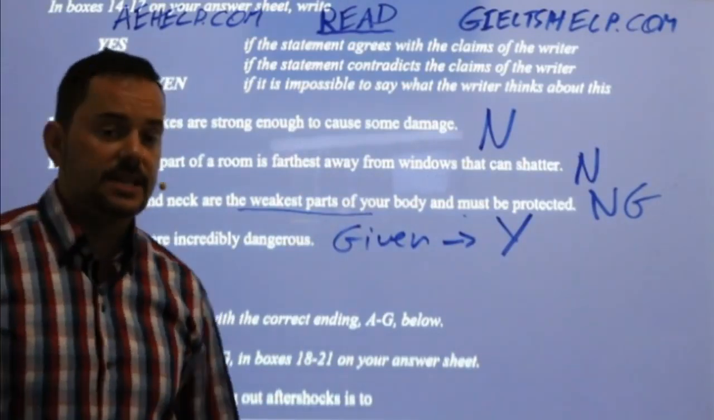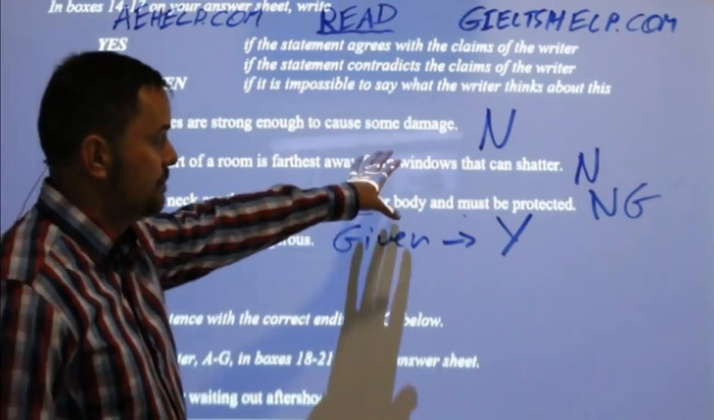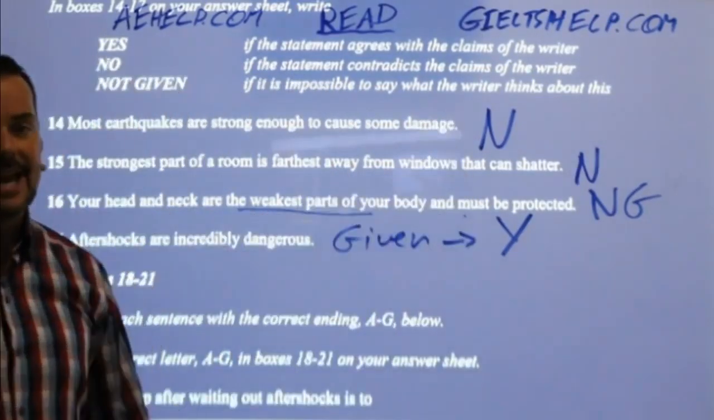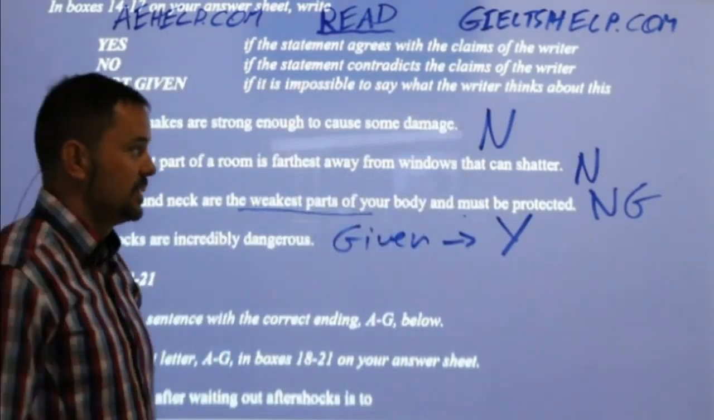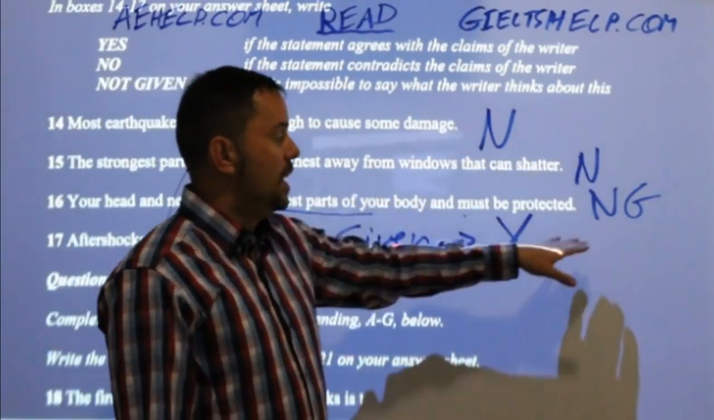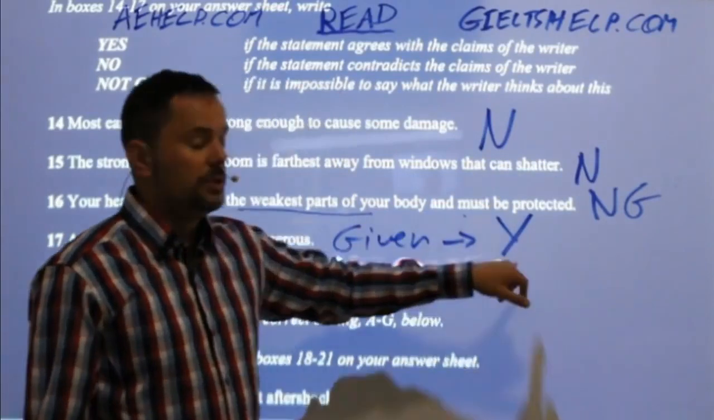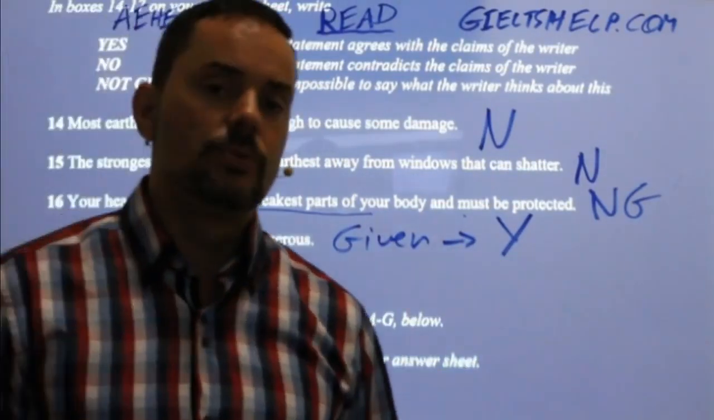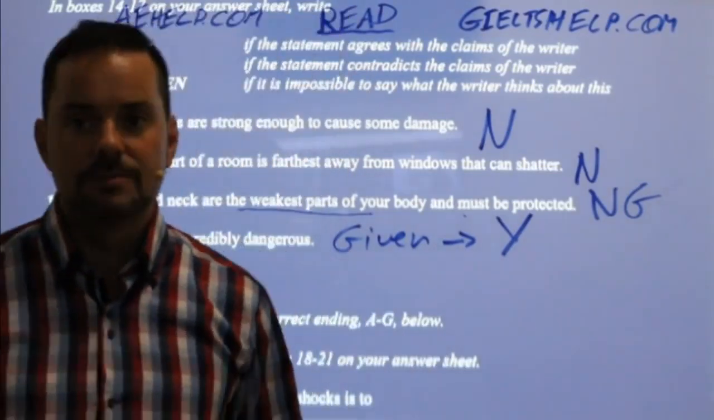This is a perfect example of why you should not skim or scan for these types of questions, because 2 of the 4 are false or no, 1 is not given, and only 1 is given. So using good reading techniques, reading the passage and using a good strategy is much, much more effective.